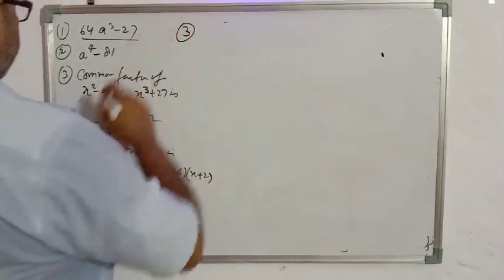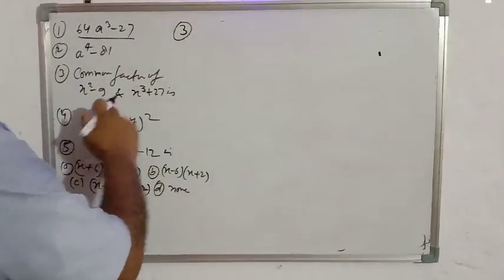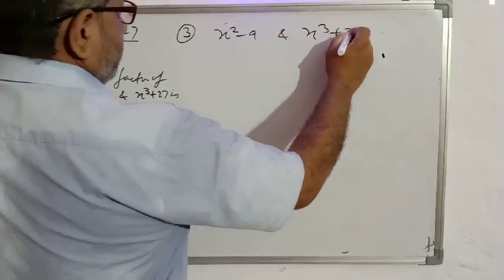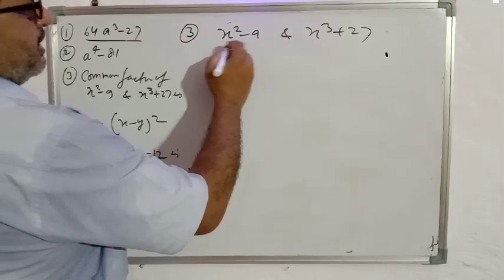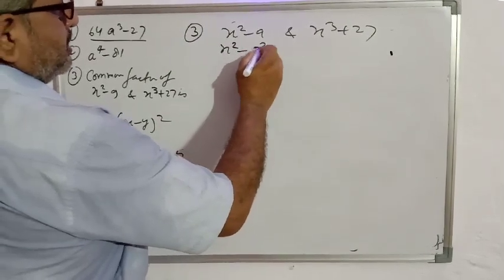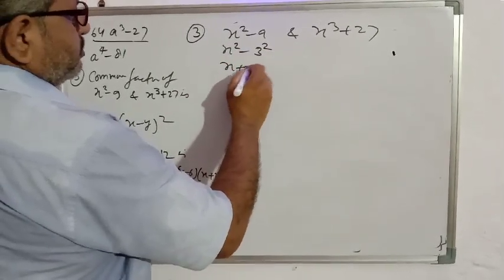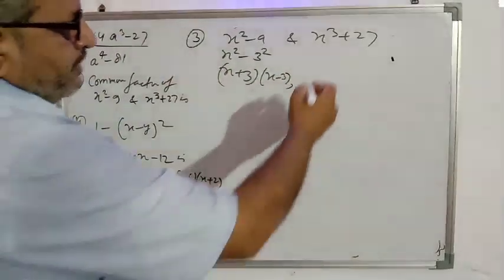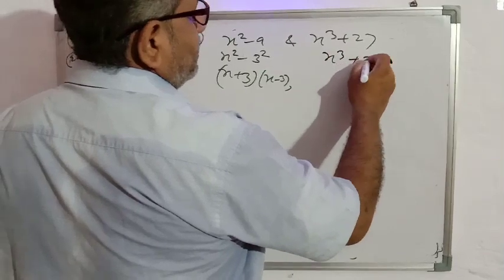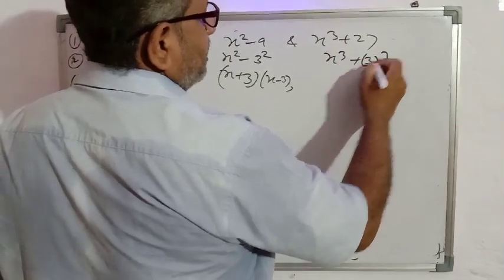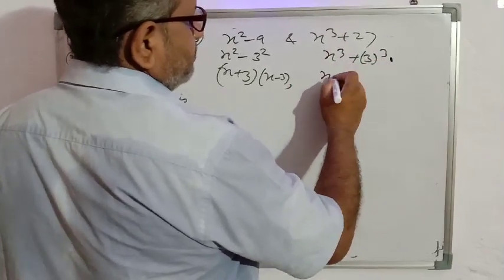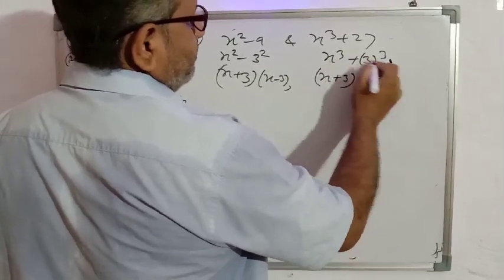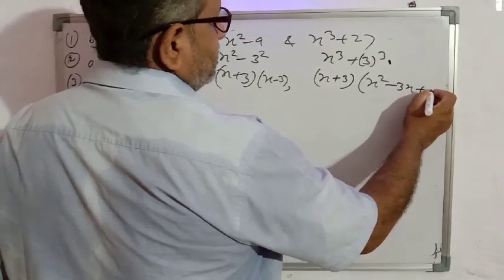See question number 3. Find the common factor of x square minus 9 and x cube plus 27. We can factorize it like this: x square minus 3 square, so (x plus 3)(x minus 3). And when we factorize this one, we write x cube plus 3 cube. So a cube plus b cube, in one bracket x plus 3, in the other bracket x square minus ab, so minus 3x plus 3 square, 9.